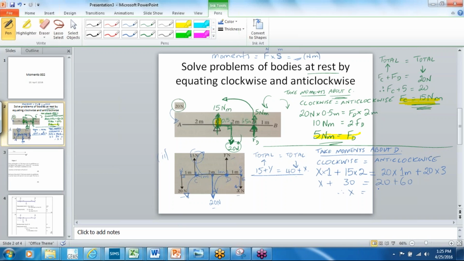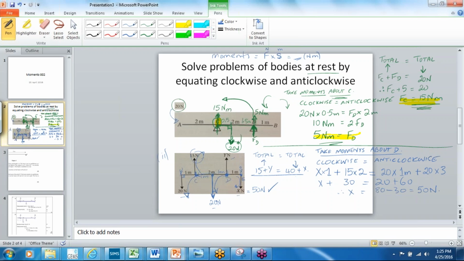Therefore, X equals 80 over 30. Have I made it out? Yes, I have. I don't think I've got 30. I need more coffee. 80 minus 30. Okay. So we have 50 Newtons, that's X.